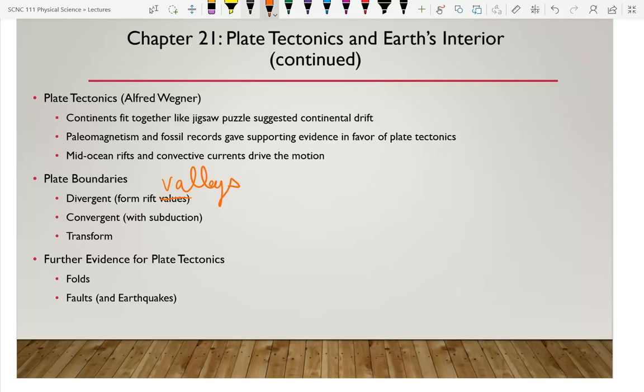So we have one rift valley that is on dry land. All the rest are in the middle of oceans, because the density of the basalt that's produced with this rifting is higher density, thus it sinks lower.